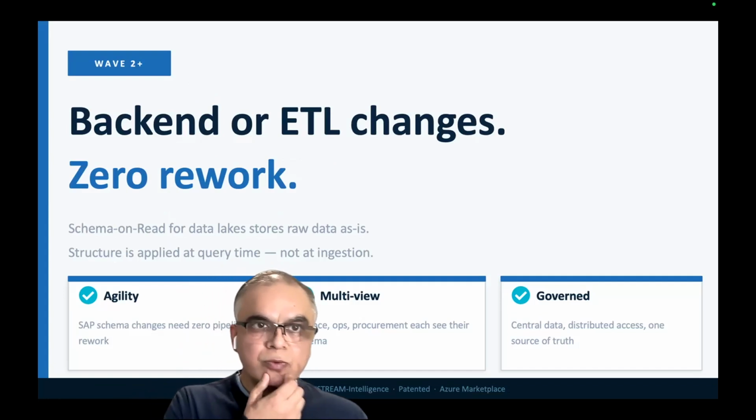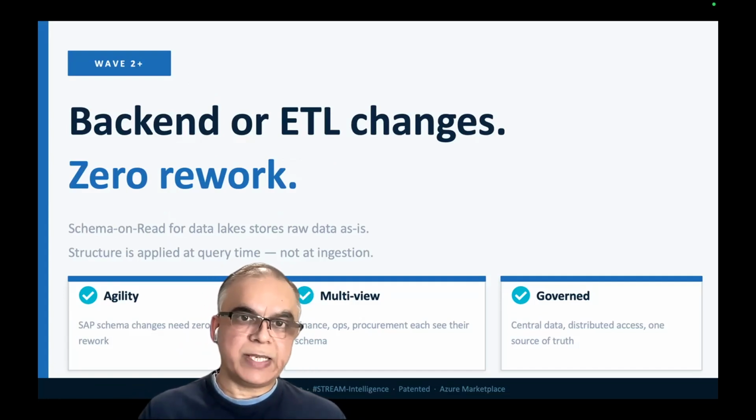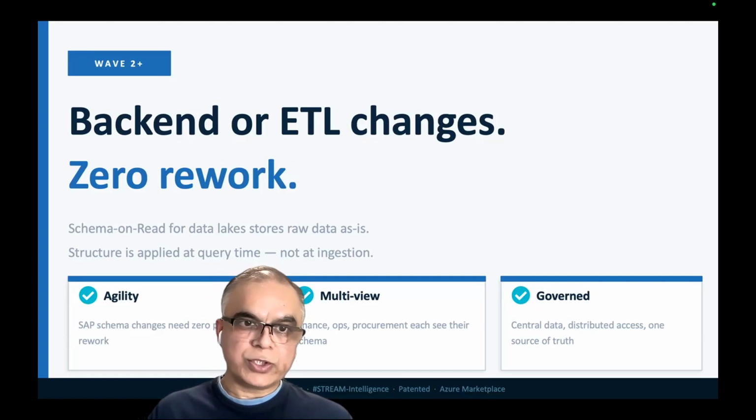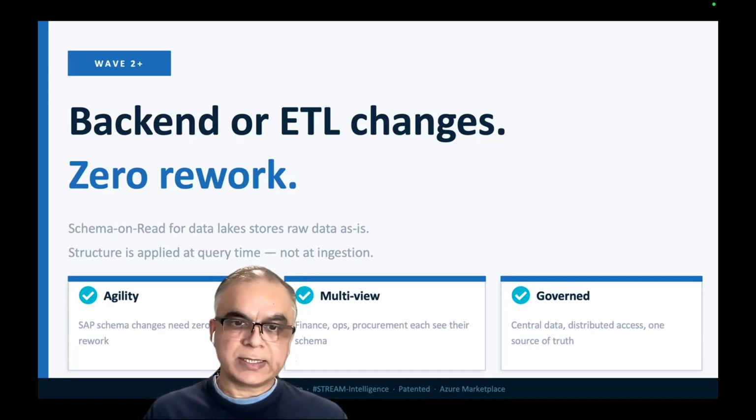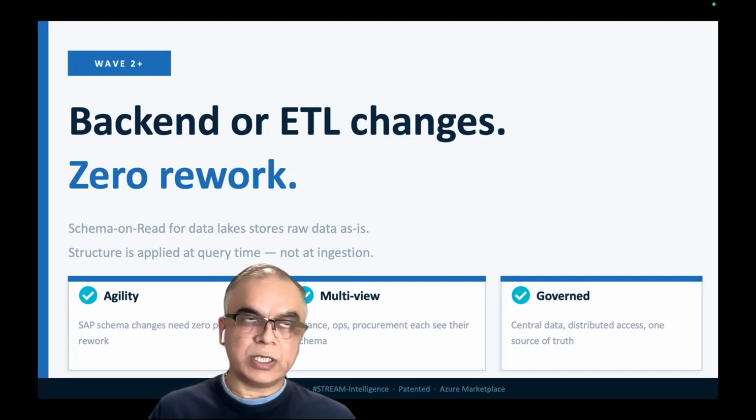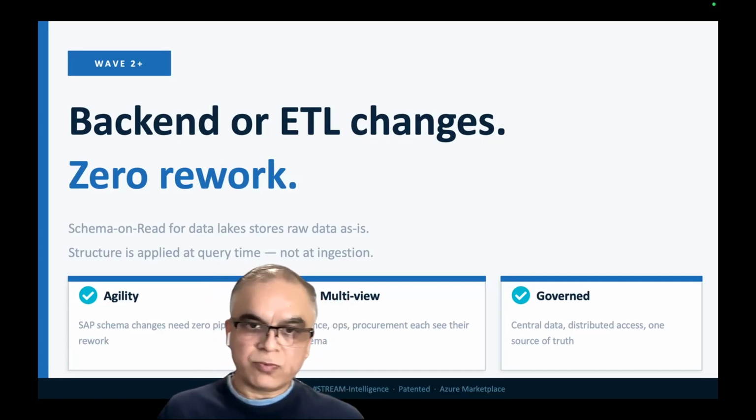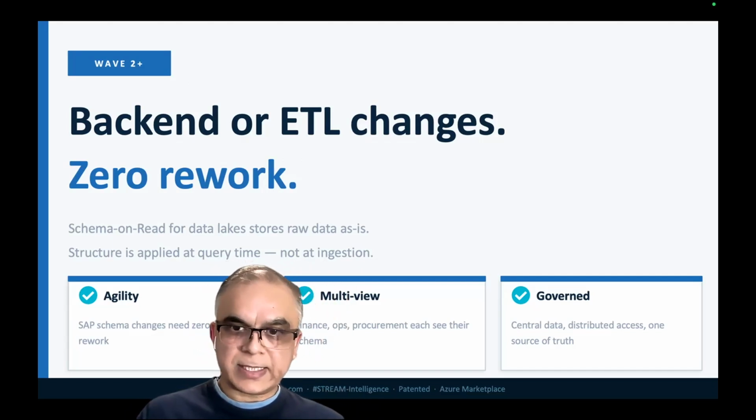Wave 2 started with the lakehouse architectures, which provide for schema on read. It brings agility because you're not defining what you will be querying on at the time of write. It supports multiple views. It gets decided based on who wants data, and they can get a slice and dice, and then the security is maintained.